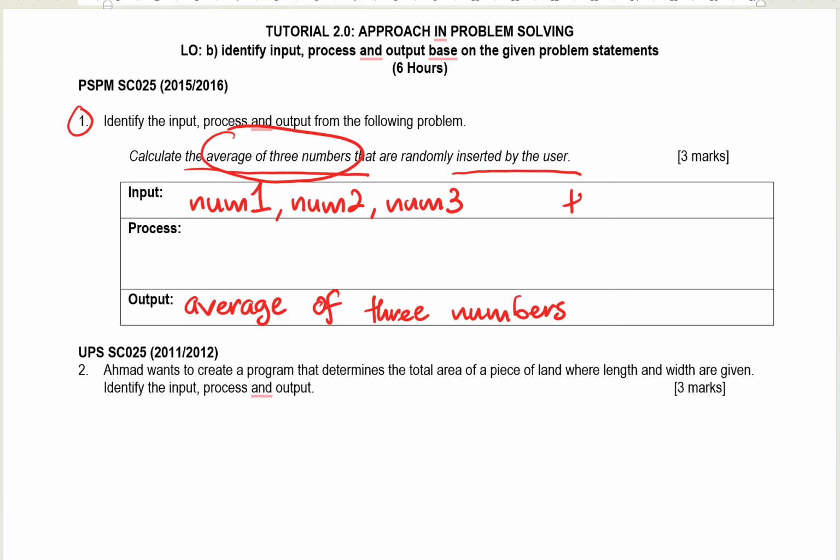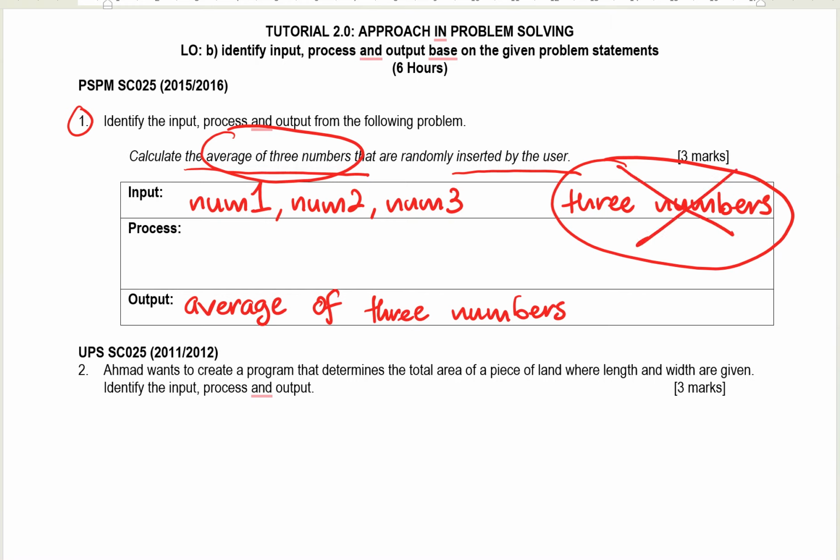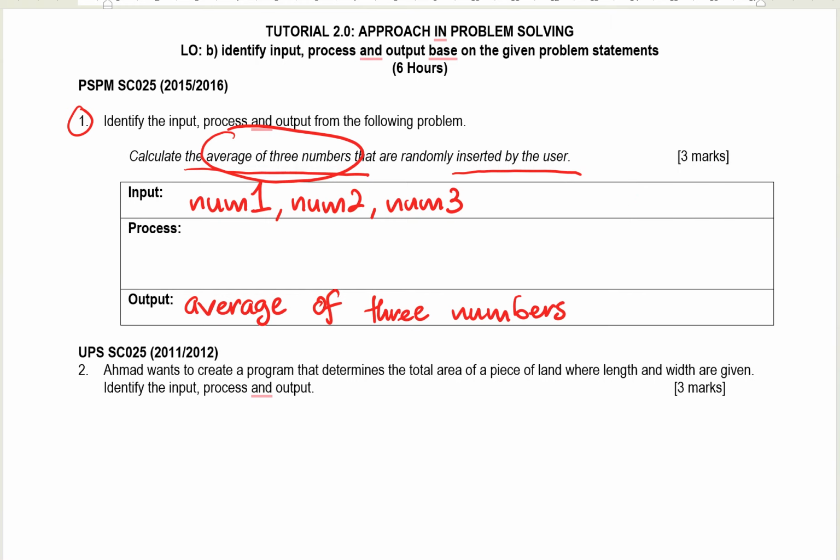So you cannot write it this way, three numbers. If you write three numbers like this, it means that it only allows the user to enter one number. Right. Then another thing, you cannot write num1, num2 and num3. So you cannot use and. Right, so you have to write num1, num2, num3.